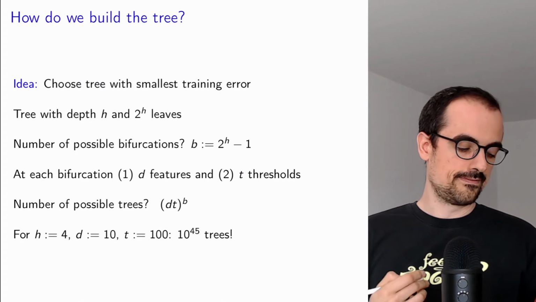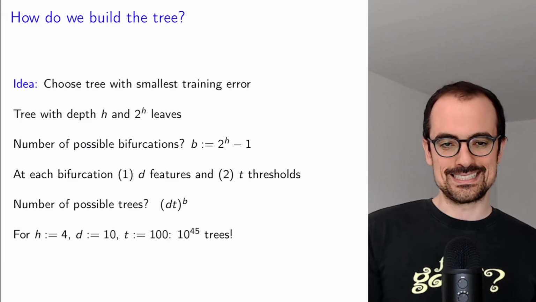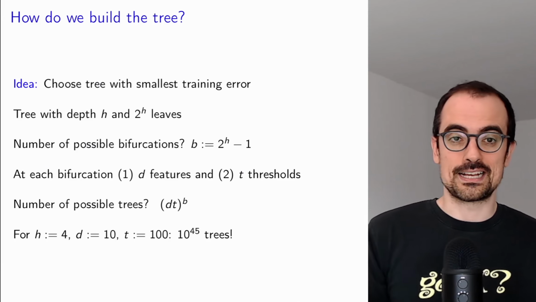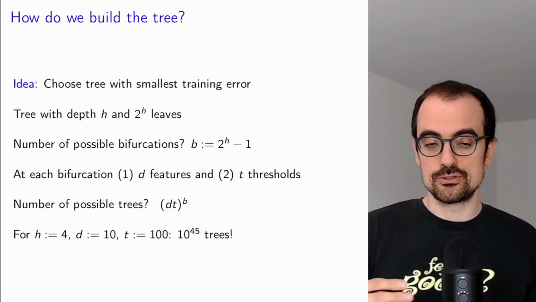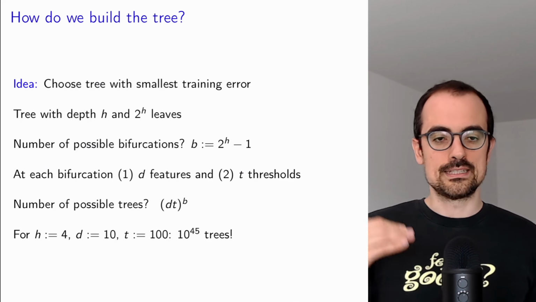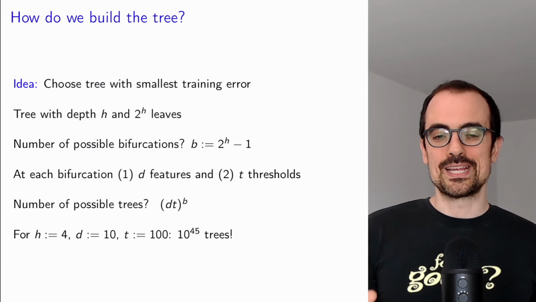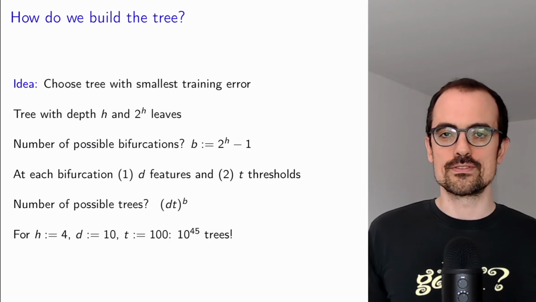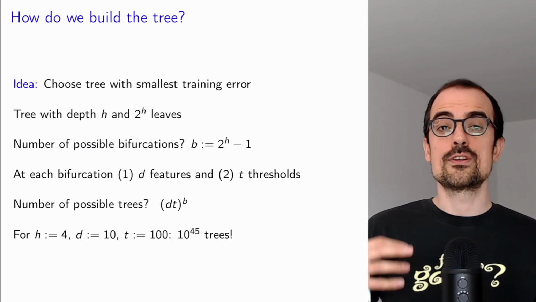For example, if the depth of the tree is 4, the number of features is 10, and the number of possible thresholds is 100, which is quite conservative. This is just like a regression problem with 10 features. If you have continuous value features, 100 is not a crazy possible number of thresholds, and the depth of the tree being 4, that's actually a pretty small tree. The number of possible trees that we have is 10 to the 45, so completely insane. There's no way we're going to be able to consider all of them, even if we had all the time in the world. So it's just intractable to consider all the possible trees.